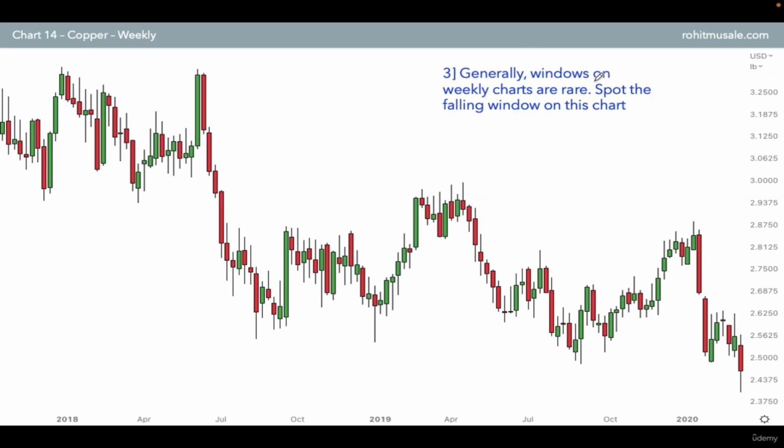Generally, windows on weekly charts are rare. Spot the following window on this chart. So on this chart, if you see these two candles, there is a falling window. There's a little bit of a falling window here.